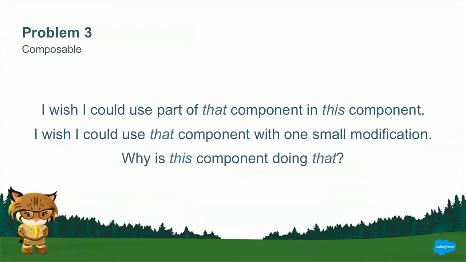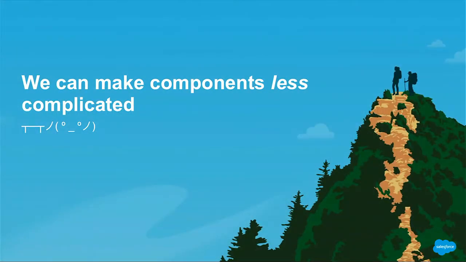So my premise today is that we can make components less complicated. Anyone telling you that they have a solution that's just going to fix all your bugs and make everything perfect is probably lying to you, but I think if we follow a few principles we can really reduce the number of bugs in our application and make things a little bit easier to work with.